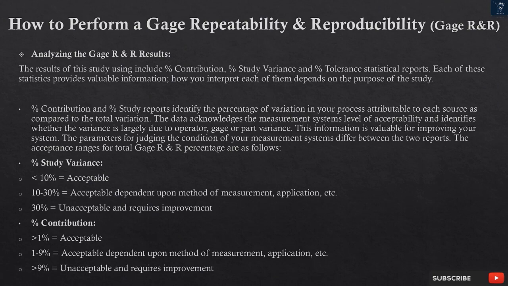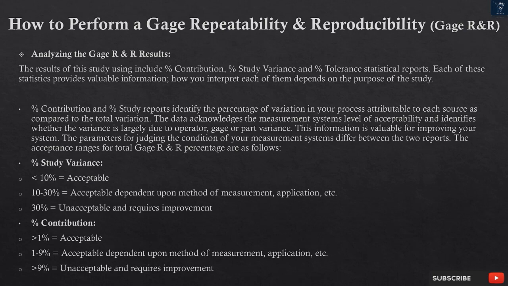Analyzing the Gage R&R results. The results of this study include % contribution, % study variance and % tolerance statistical reports. Each of these statistics provides valuable information. How you interpret each of them depends on the purpose of the study.